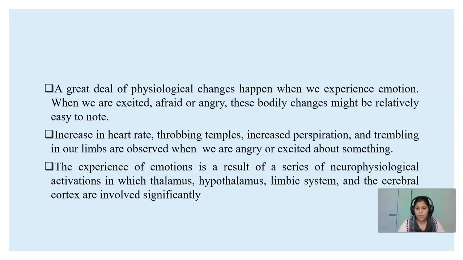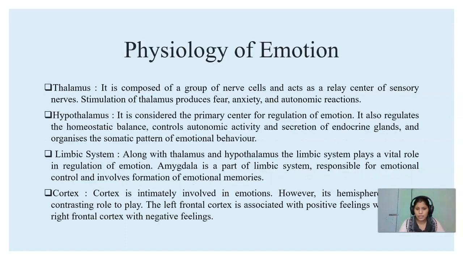Different parts of the brain like the thalamus, hypothalamus, limbic system, and cerebral cortex play a very important role in experiencing different kinds of emotion. The thalamus is responsible for producing fear, anxiety, and autonomic reactions. The hypothalamus helps to regulate emotion, helps to maintain balance, helps to control the autonomic activities, and controls the secretion of hormones from the glands which are needed during emotional reaction.